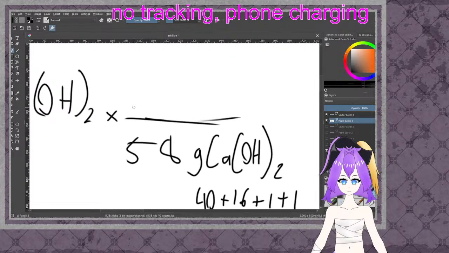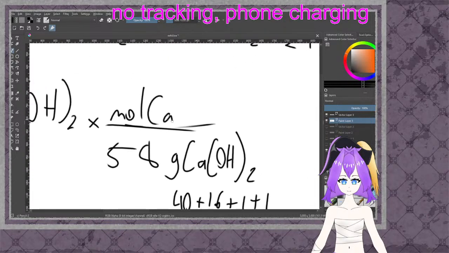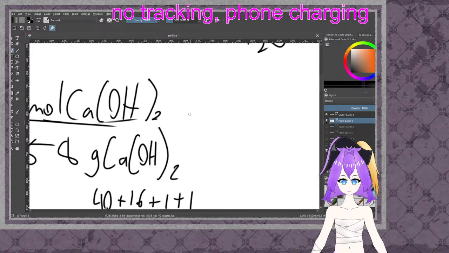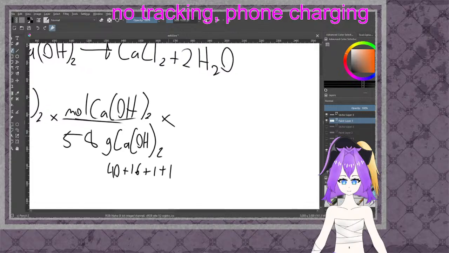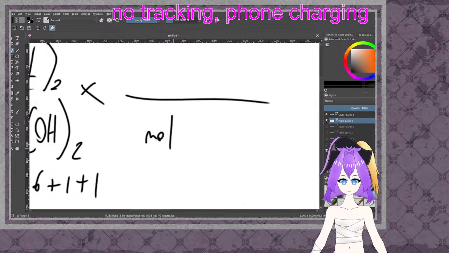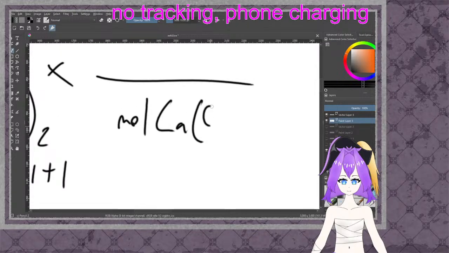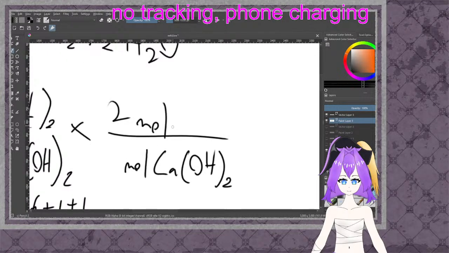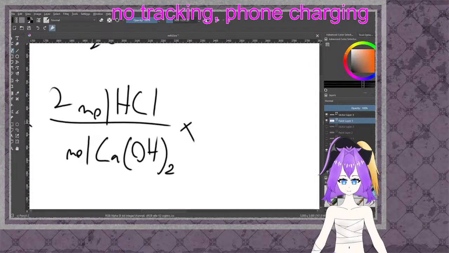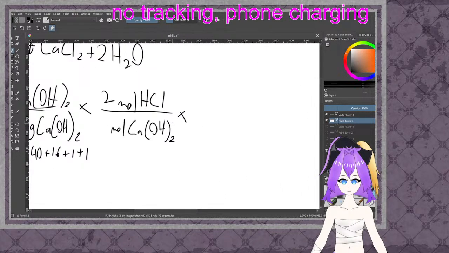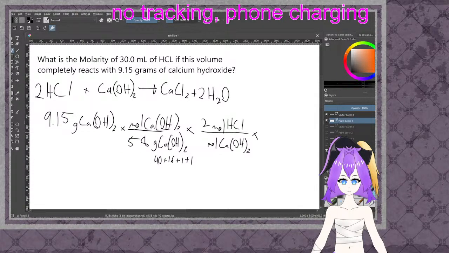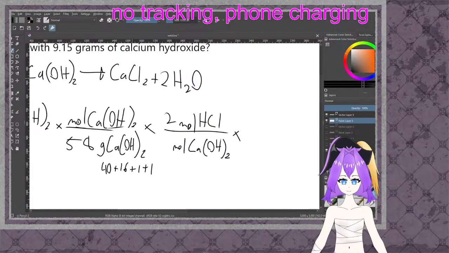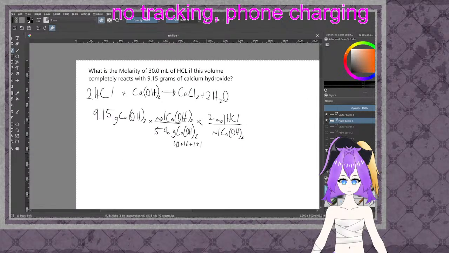Let's move this over. Yeah, so moles of calcium hydroxide. And then we go mole ratio. So moles of calcium hydroxide, just 1, and we turn this into hydrogen chloride. There's 2 moles of it, of HCl. And now that we have the moles of hydrogen chloride, okay, let's work with that for now. So it's 9.15.